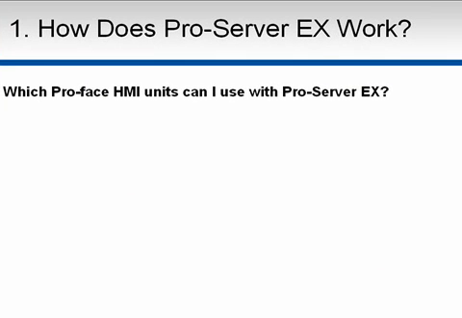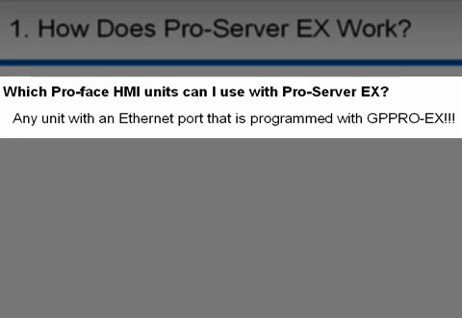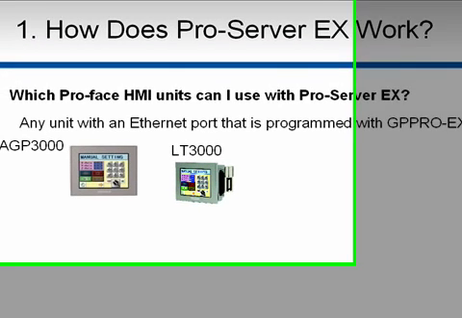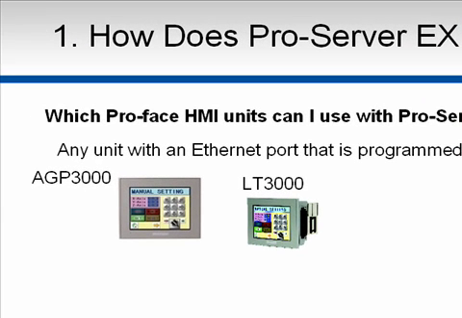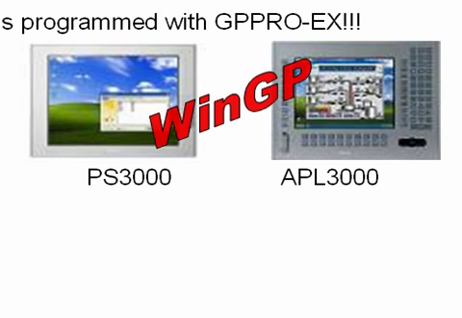So which Proface HMI units can I use with ProServer-EX? The answer is any unit with an Ethernet port that is programmed with GP Pro EX. And that would include the AGP 3000 series and the LT 3000 series when they have an Ethernet port. Also includes our PS 3000 and APL 3000 series when they have the WinGP runtime added to them. These are the PC-based HMI.